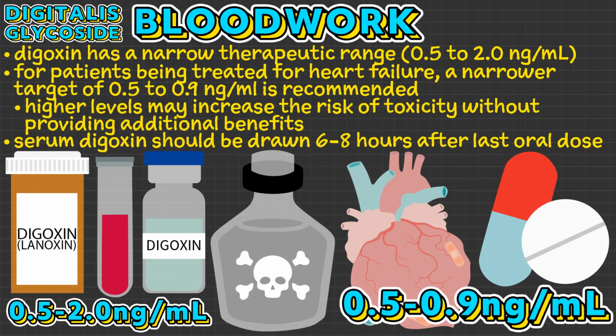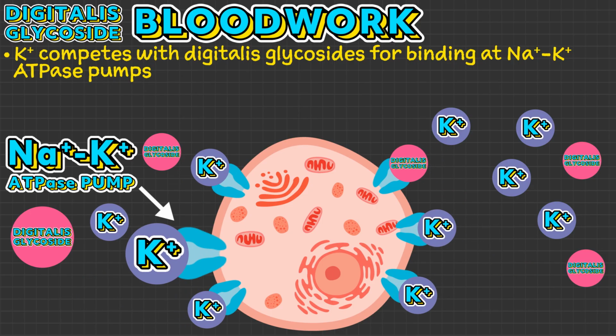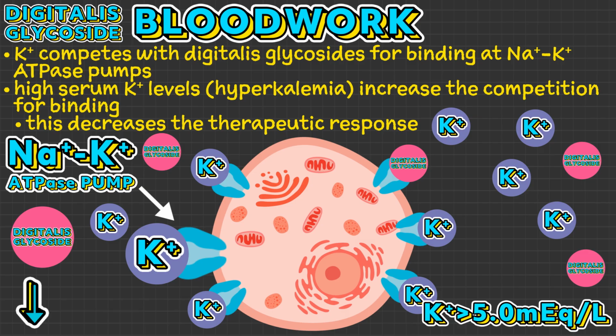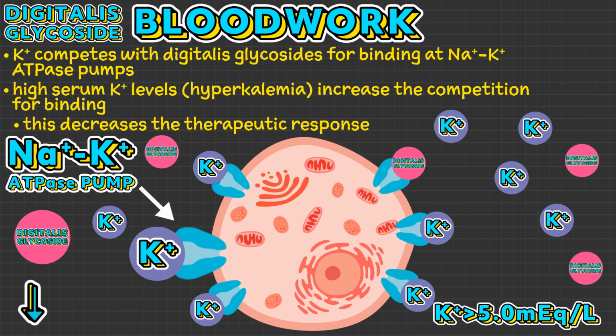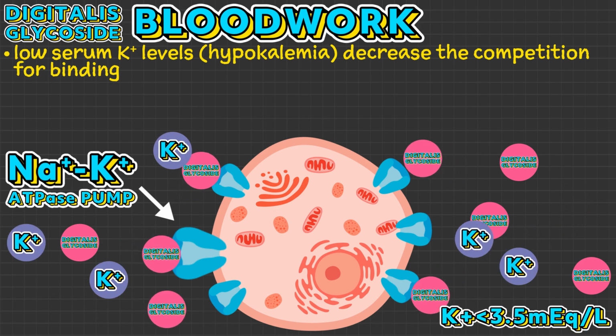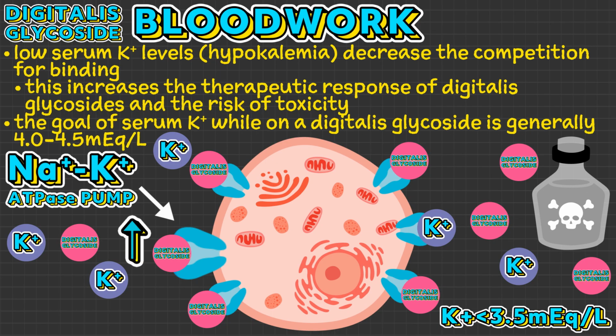Typically, serum digoxin should be drawn 6 to 8 hours after the last oral dose. Potassium competes with Digitalis glycosides for binding at sodium-potassium ATPase pumps. Therefore, high serum potassium levels, or hyperkalemia, increase the competition for binding, which can decrease the therapeutic response of Digitalis glycosides, whereas low serum potassium levels, or hypokalemia, decrease the competition for binding, which can increase the therapeutic response of Digitalis glycosides and increase the risk of toxicity. The goal of serum potassium while on a Digitalis glycoside is generally 4 to 4.5 milliequivalents per liter.